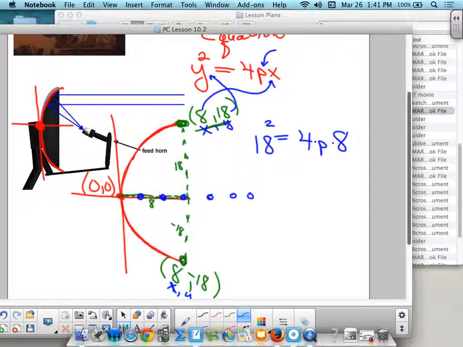Get an answer. 18 times 18, 324. 4p times 8, 32p. Answer, p is what? 10 and 1/8. 10.8? 10 and 1/8. So it's 10.125. Oh, 10 and 1/8. I got you. Okay. 10.125. That is the p-value.